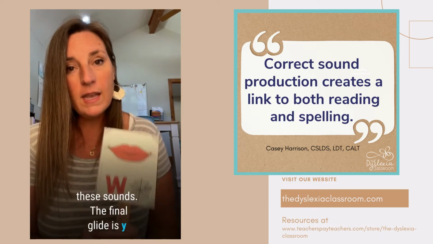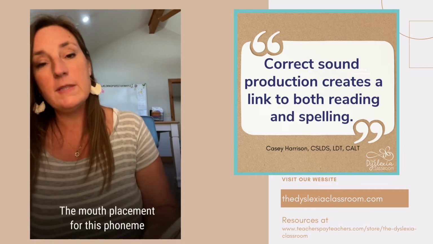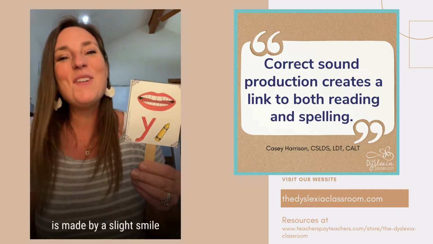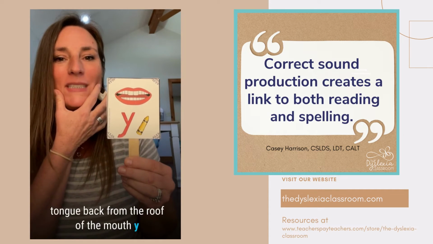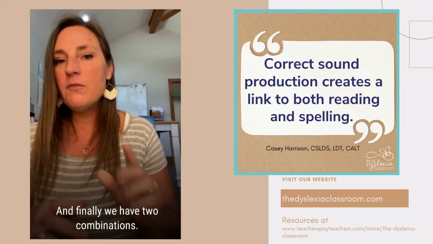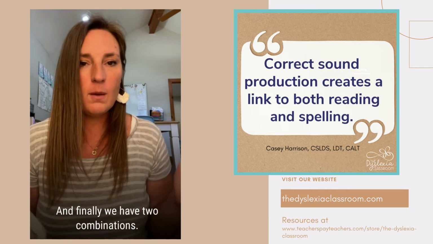So our final glide is Y. Oops, wait a minute, sorry. Y, right? All right, and we want to make sure that we're kind of smiling, pulling that tongue back from the roof of the mouth. Y. All right, and finally, we have two combinations.